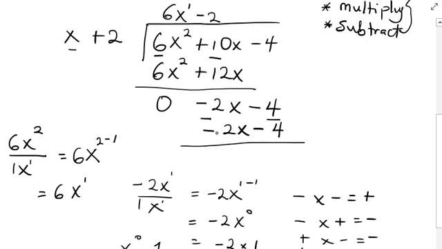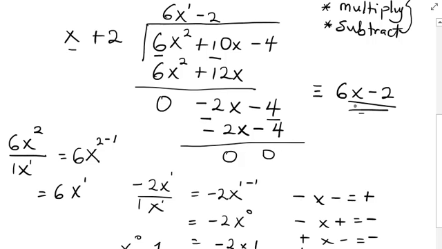So minus 2 plus 2 becomes 0. Then minus 4, because this is minus minus, minus times minus is plus as well. So minus 4 plus 4 is 0. So we don't have any remainder. So our final answer is 6x minus 2. So that's the answer. 6x minus 2 without a remainder.